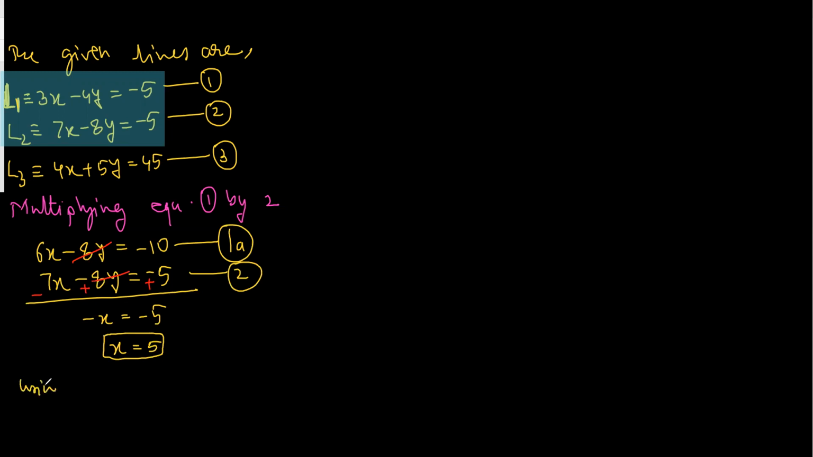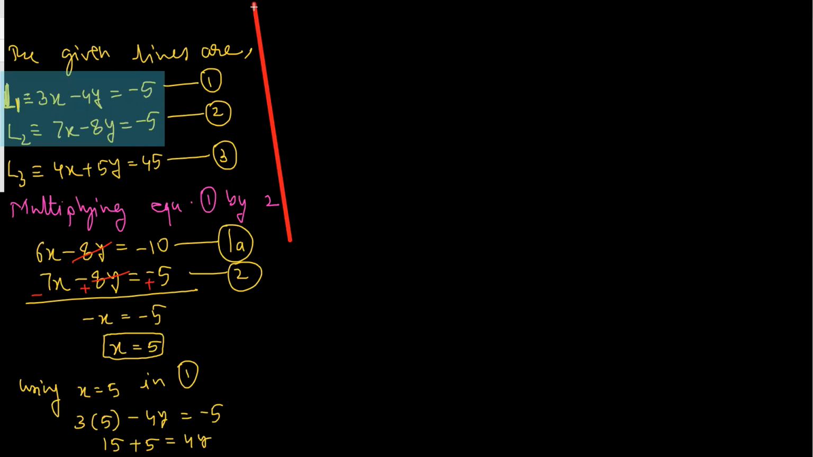Now this x you substitute in any one of the equations, 1 or 2. So I write, using x equals 5 in equation 1, you get 3 into 5 minus 4y is minus 5. So you get 15 plus 5, minus 5 I shift here. 15 plus 5 equals 4y, I shifted 4y to the other side. Therefore, 4y equals 20, so y equals 5. Okay, y is also 5.